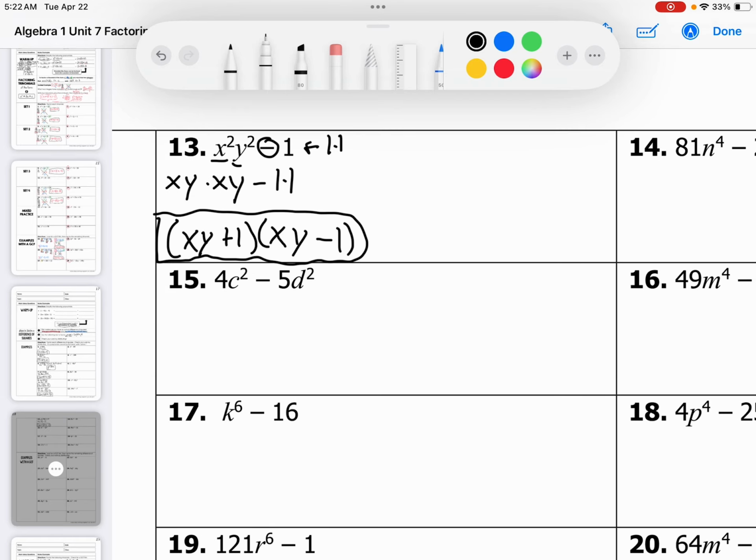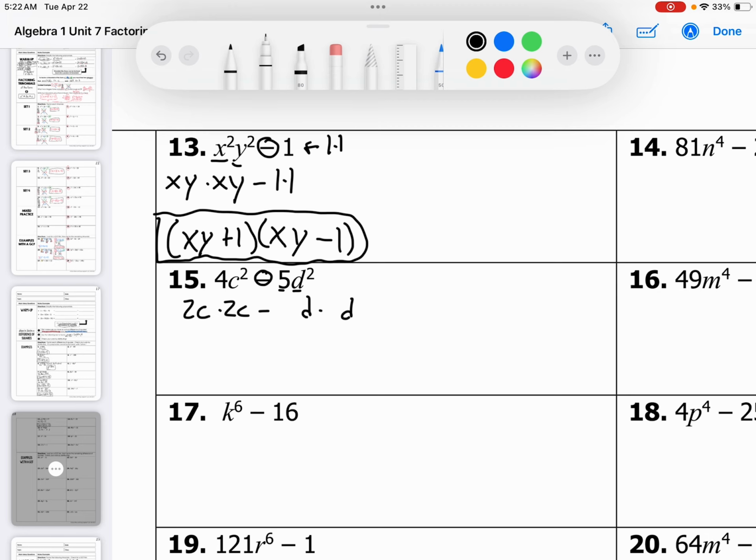Okay, number 15. 4 would be 2 times 2. C squared would be c times c. We have the minus sign that we need. But then for the next term, I have 5 and d squared. And the d squared, I could write that as d times d.